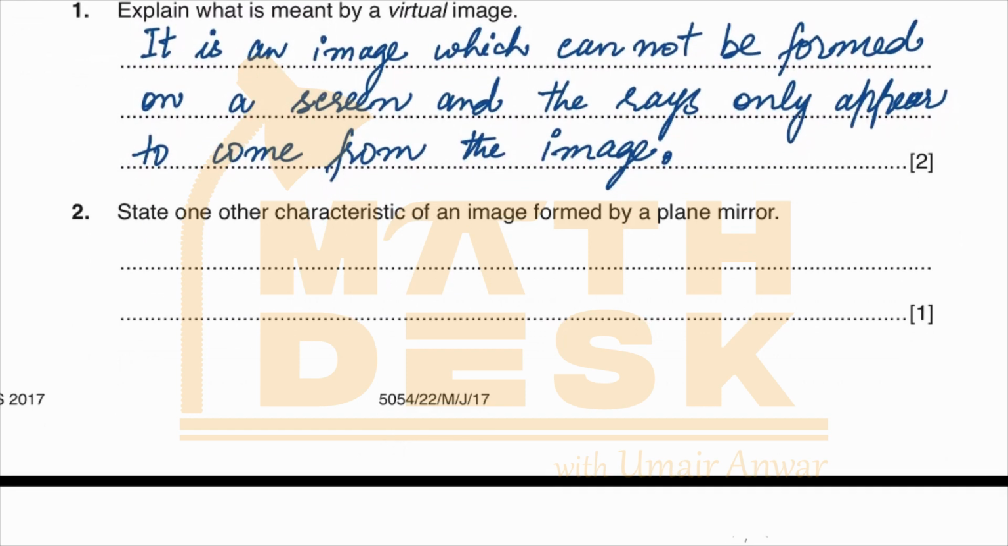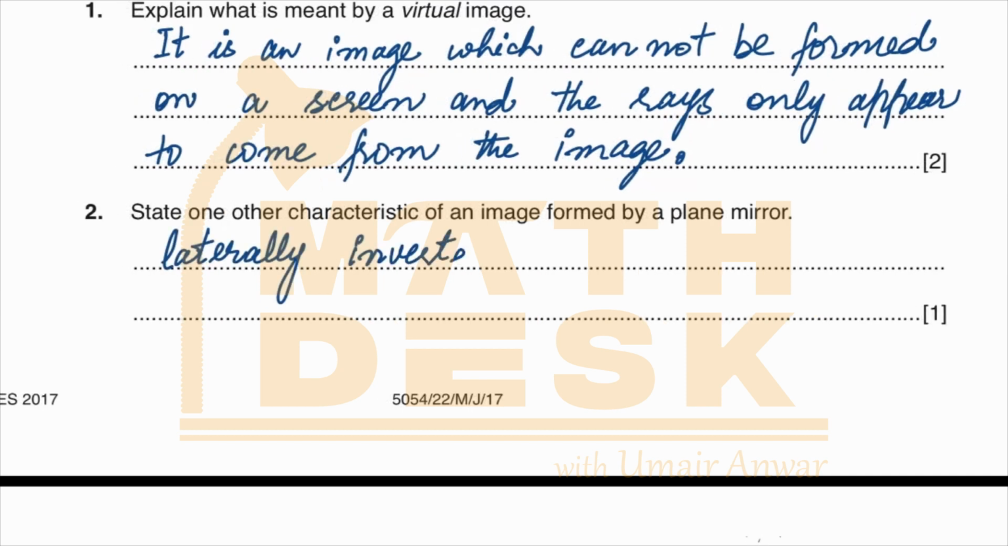State one other characteristic of an image formed by a plane mirror. So it is virtual. One other characteristic could be that it is laterally inverted. So this word is very important here. If only inverted is written there, then the marks would not be earned. Otherwise, we could write any other characteristic too. For example, it is upright or erect, and we could also write that it is found at the same distance as the distance of the object from the mirror.